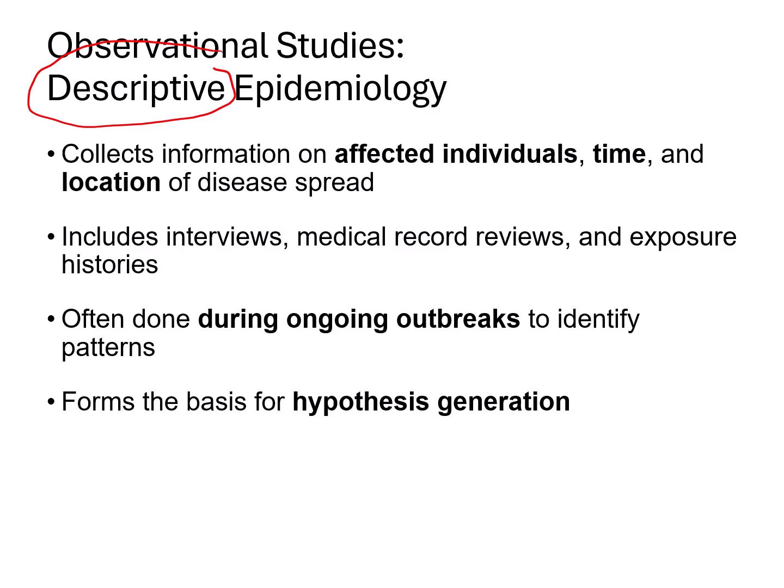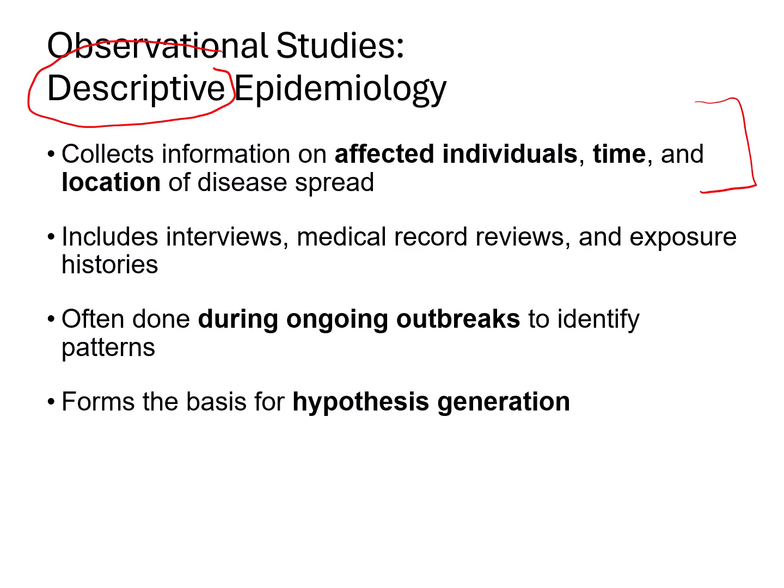So let's look more closely at descriptive epidemiology. In descriptive epidemiology, we're trying to answer who, where, and when questions. We track person, place, and time, and this will produce a pattern of disease spread. These patterns will help us generate hypotheses that we later test with analytical studies.